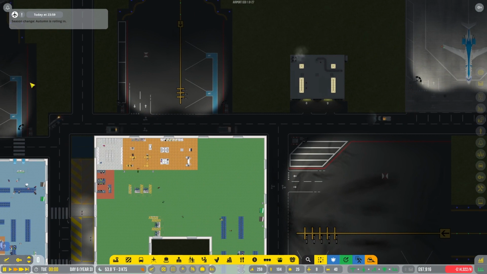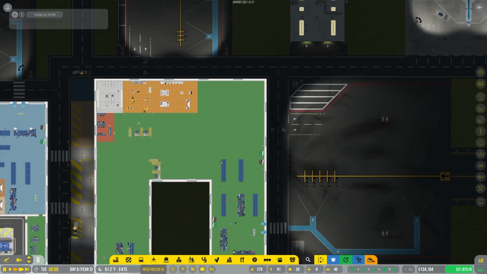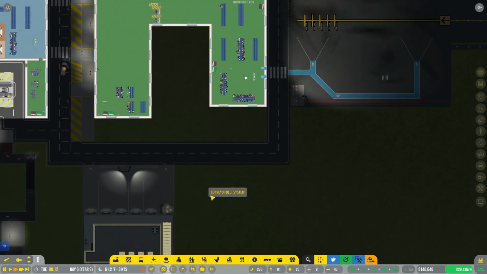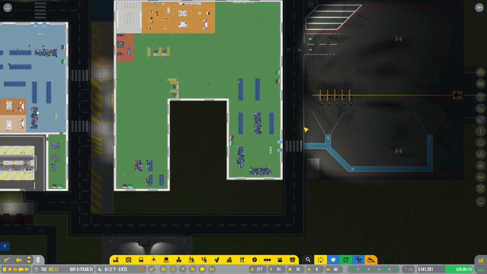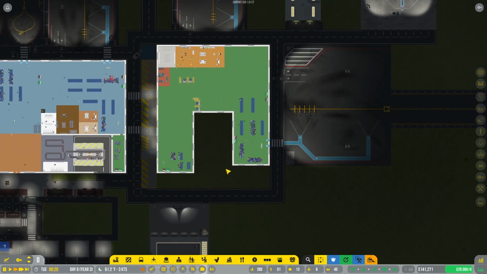Ooh, autumn is rolling in. We've still got a way to go before winter turns up. You see the little icon down there for the season? It has changed to a little orange leafy kind of thing. I assume it will look like a snowflake, which hopefully is different enough to a sun symbol so that I can tell.